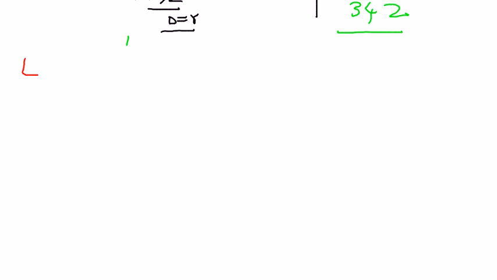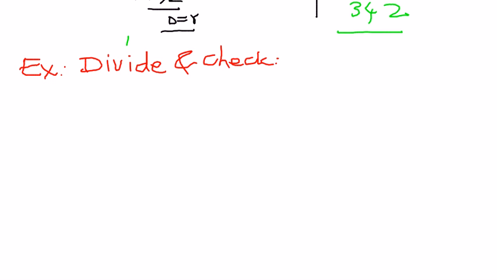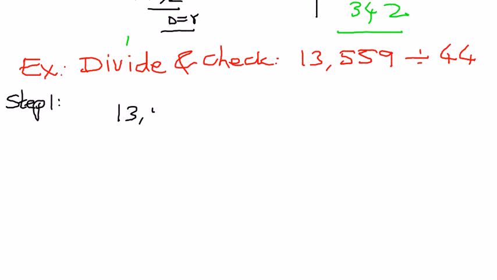Let's say this time we want to divide and check these numbers 13,559 divided by 44. Let's say we have a problem of this nature. Step number 1, we're going to perform the long division. We take 13,559 and then divide it by 44.